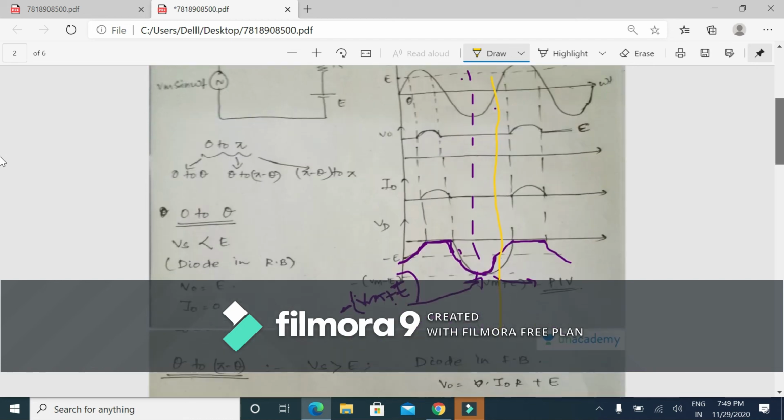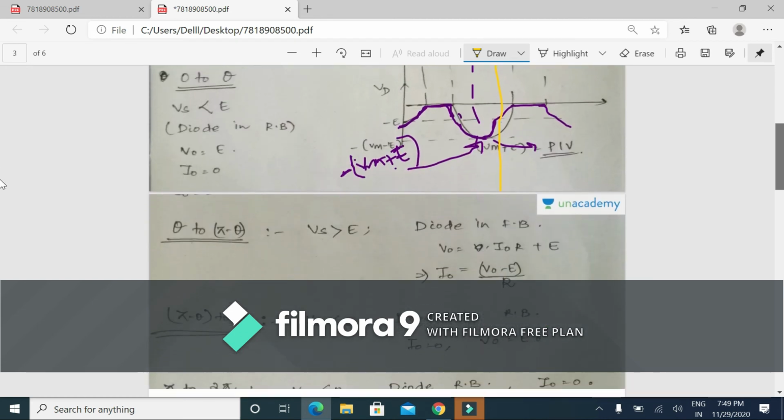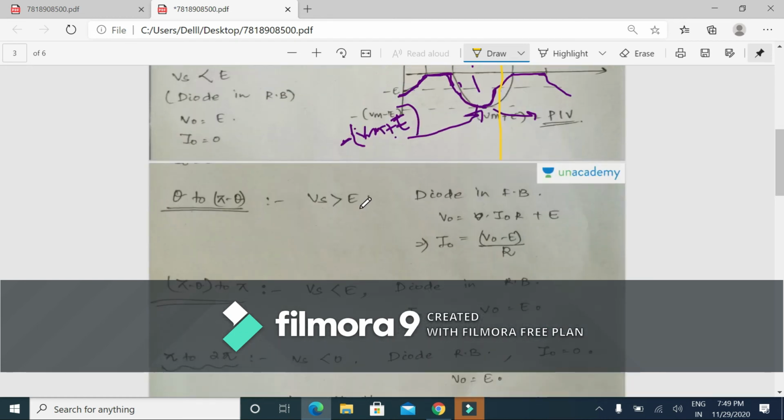I am showing the same here by calculations. From 0 to theta, Vs is less than E, or we can say the diode is reverse biased, the output voltage becomes equal to E, and I naught is equal to 0. Similarly, from theta to pi minus theta, Vs is greater than E, so the diode is forward biased, and the output voltage will be equal to the voltage across the resistor plus the battery EMF, or we can say I naught is equal to V naught minus E divided by R.